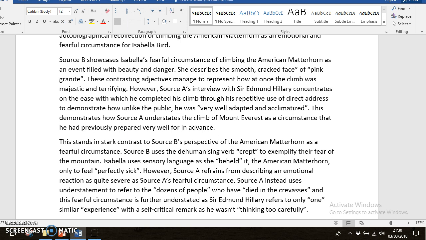Now, what we have here is, again, zooming into that language and considering structure at the same time would be useful by mentioning that a long, complex sentence was used to communicate the complexity of the climb and the overwhelming emotions she's been experiencing just looking at the mountain. Source A instead uses understatement to refer to the dozens of people who have died in the crevices, and this fearful circumstance is further understated as Sir Edmund Hillary refers to only one similar experience with a self-critical remark as he wasn't thinking too carefully.